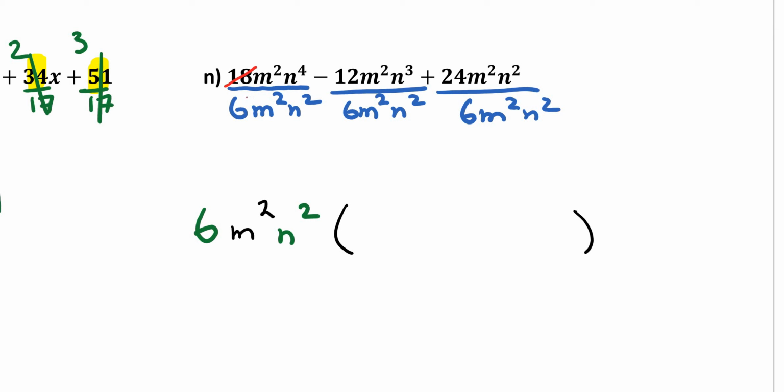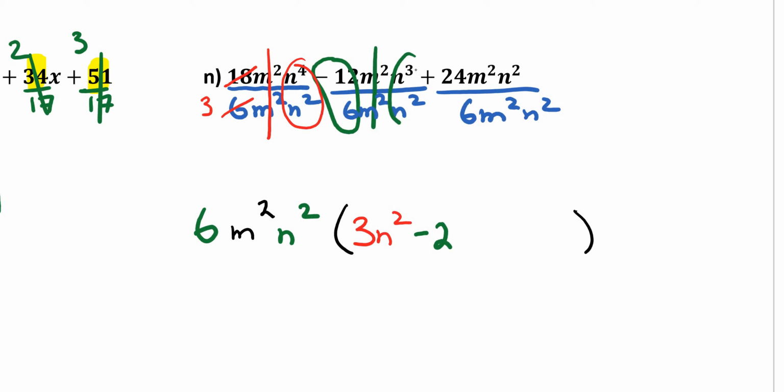Okay, so 18 divided by 6 is 3, so I have a 3 here. The m's can cancel off, and n to the power 4 divided by n squared is just n to the power 2. And then I have negative 12 divided by 6, which is negative 2. The m's will cancel off, and over here I have a single variable n. 3 minus 2 is 1, so n would be there. And then I have 24 divided by 6, which is plus 4. The m's will cancel off, and the n's will also cancel off, so the last term is just a 4.